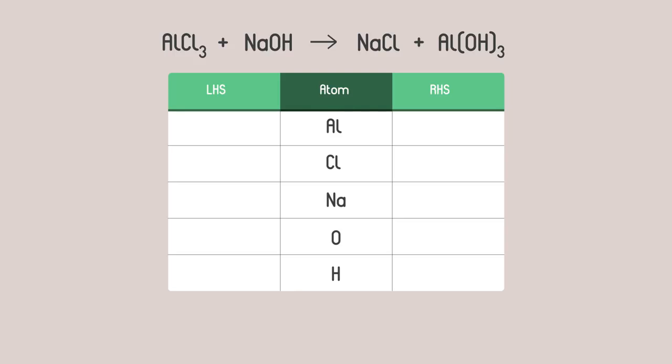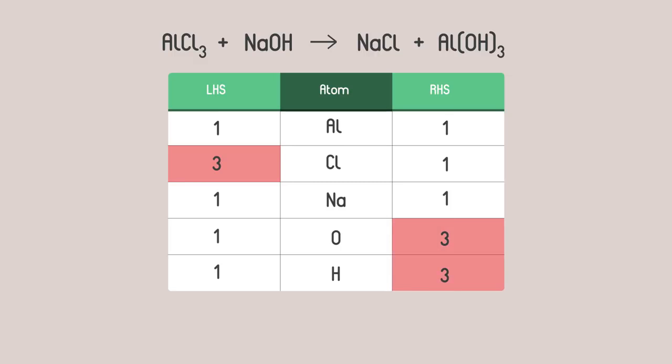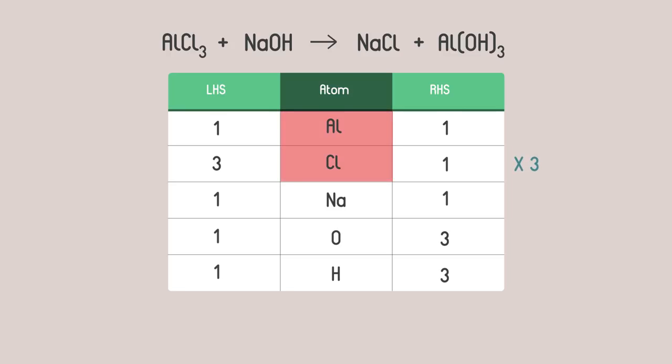Are you ready? These are the numbers you should have found. We can see that the metals are balanced, but there are 3 times as many chlorine atoms on the left and 3 times as many oxygen and hydrogen atoms on the right. So let's multiply the compound containing chlorine on the right by 3 and the compound containing hydroxide on the left by 3.